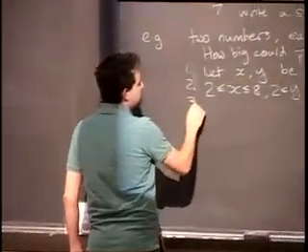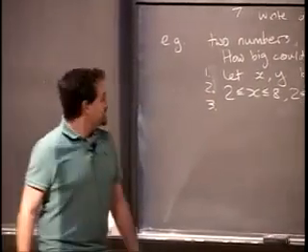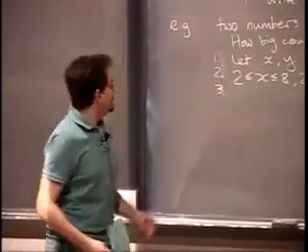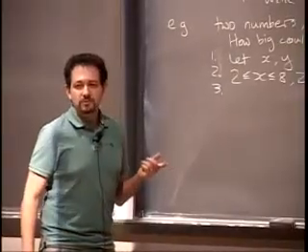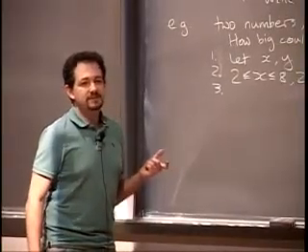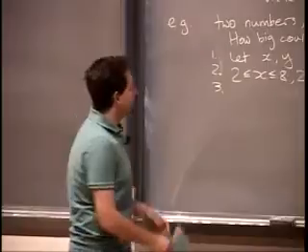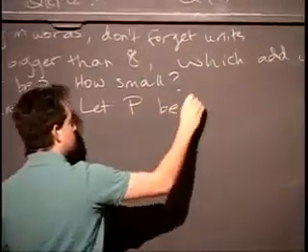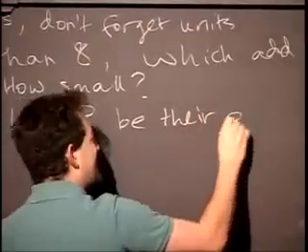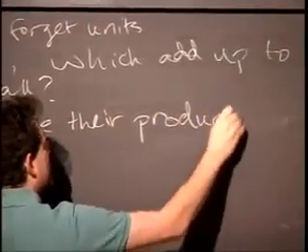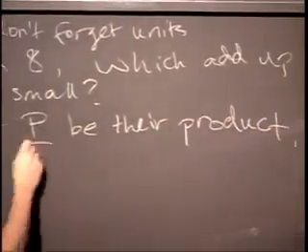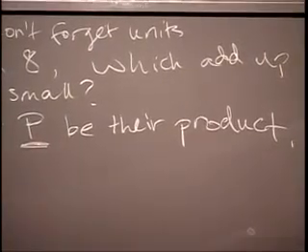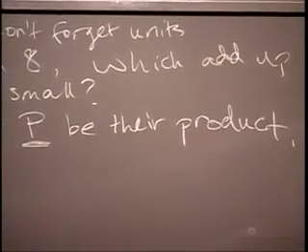Now, question part 3 says, write equations for the thing. Now, the problem is we didn't really finish step 1. x and y are the numbers, but what do we care about? We care about their product. So I've got to say, let P be their product. And that's actually the variable we want to maximize or minimize, depending on which part. So that's the important variable. So we have 3 quantities, P, the really important one, and then x and y.